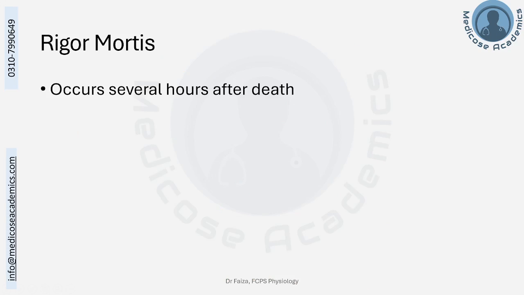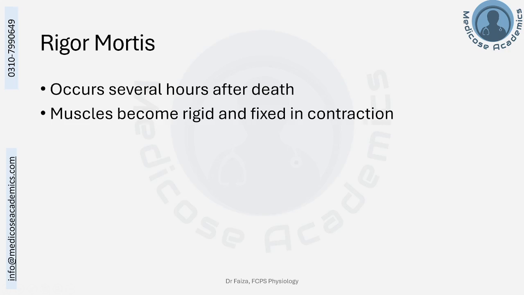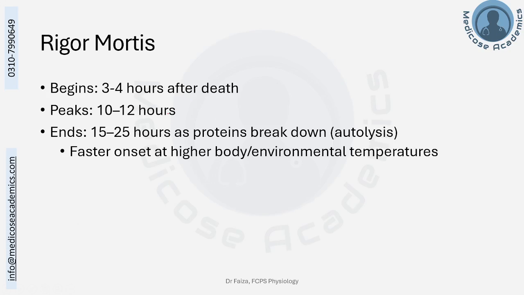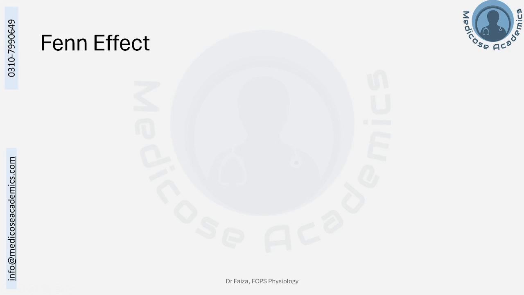Rigor mortis occurs several hours after death, as you know, in which muscles become rigid and fixed. The cause is ATP depletion. Without ATP, the myosin heads cannot detach from the actin. The cross bridges remain attached, leading to muscle stiffness. This begins 3 to 4 hours after death, peaks in 10 to 12 hours, and ends after 50 to 25 hours, when the muscle proteins have been proteolyzed by the catalytic enzymes.